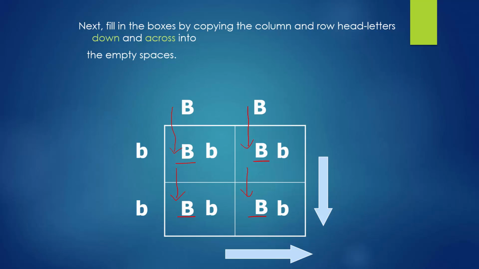Then for my other parent, I do the same thing, but now I do it across. So this B gets filled in and that B gets filled in. Then from here, this B and this B. Capital letters go first. Lowercase letters go second. Okay? Let me show you that animation again, so see if that sinks in some more.